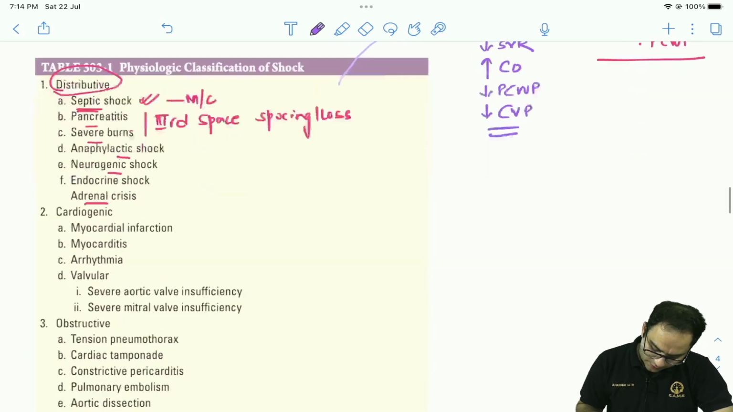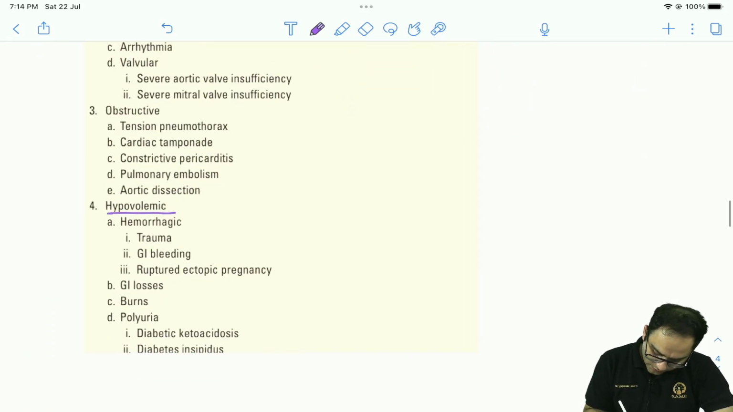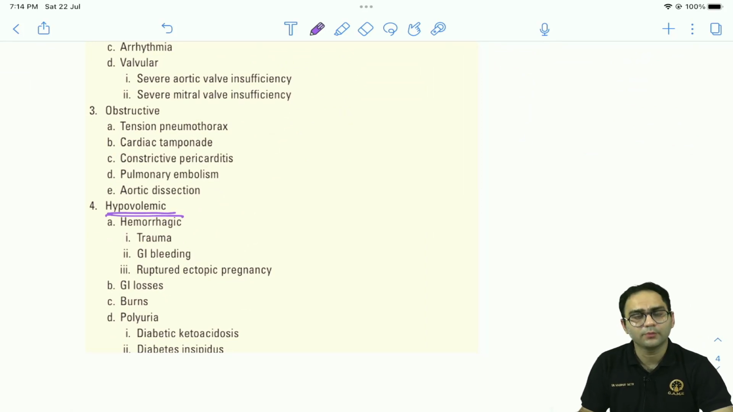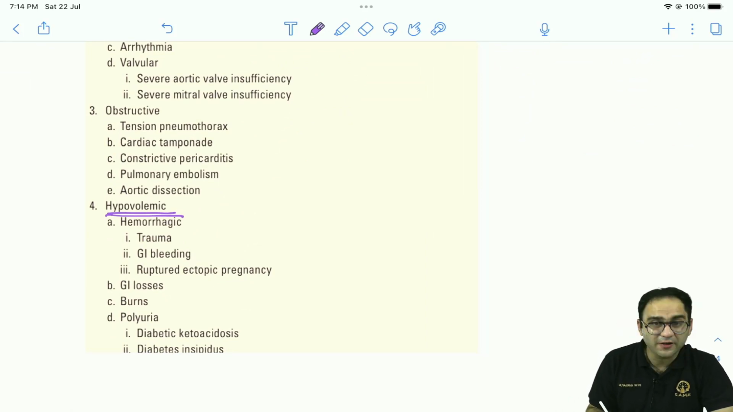Right, now if I talk about hypovolemic shock, what you are getting is there is a vasoconstriction.